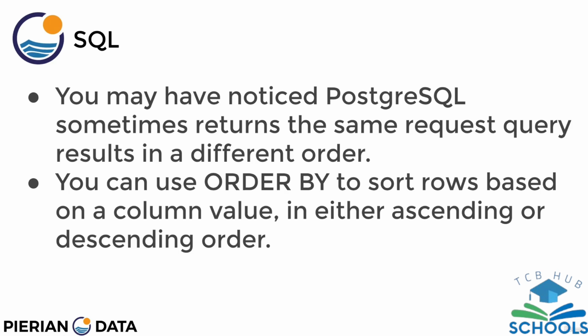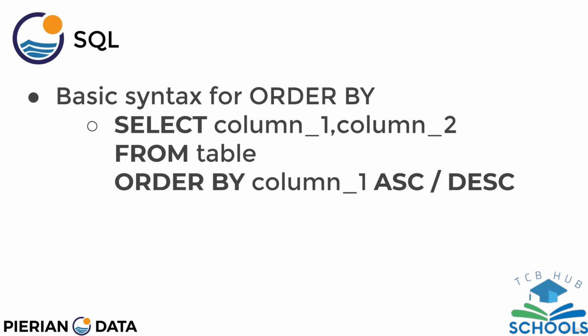So, in order to alleviate this issue, if we want the results in a certain order, we can use the order by to sort rows based on a column value in either ascending or descending order. So that would be alphabetical for string-based columns or numerical order for numeric columns. The basic syntax for an order by statement would be as follows. We select whatever columns we want from the table, and then we decide to order by a specific column. And then optionally, you can add in ASC or DESC, whether you want that ordering or sorting to be ascending or descending.